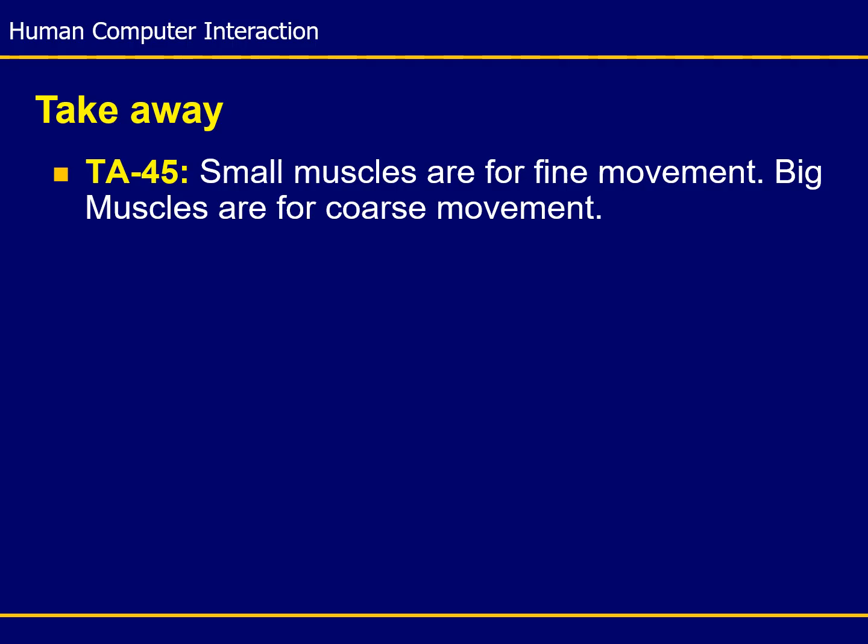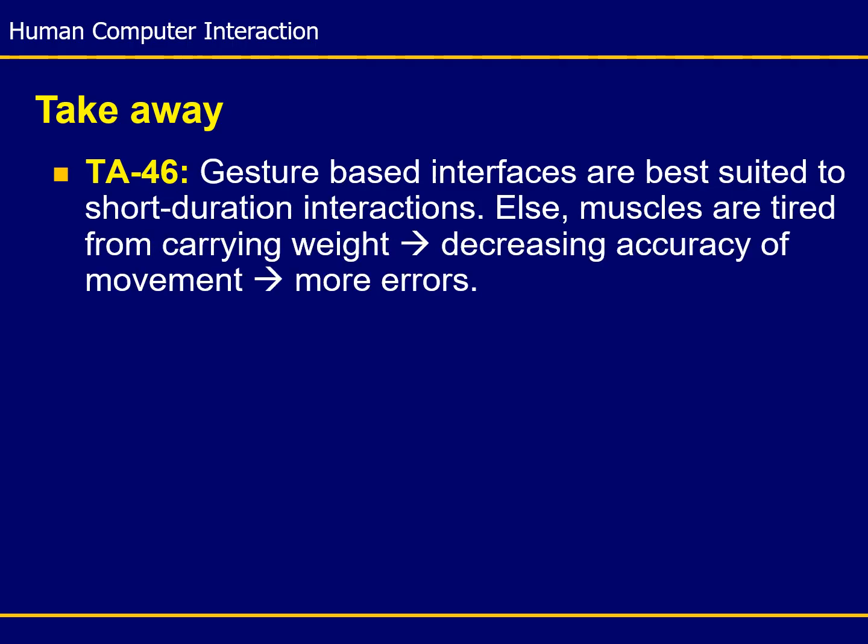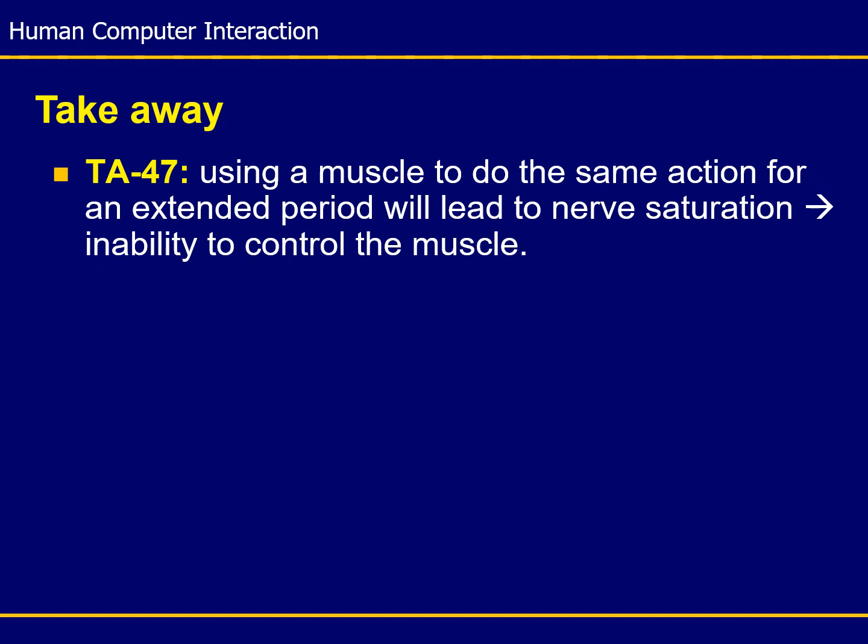Small muscles are good for fine movement. Big muscles are for coarse movement. Second one, gesture-based interfaces are best suited to short duration interactions, else muscles are tired from carrying the weight, decreasing accuracy of movement, and consequently more errors. Next takeaway, using a muscle to do the same action for an extended period of time will lead to nerve saturation, which is the inability to control the muscle.